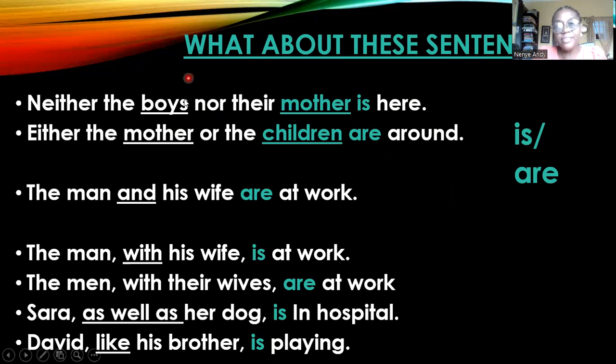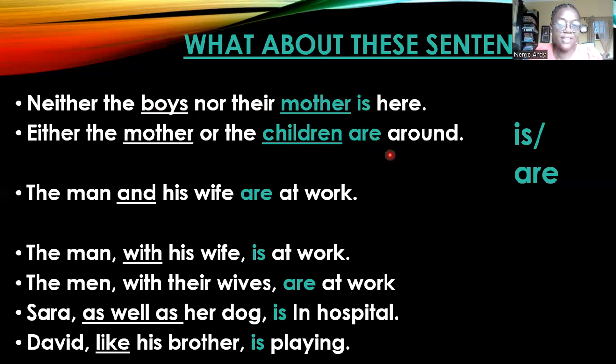We leave out the first part and use whatever the second part is, because it's the second part that is near the is or are that we want to deal with. So the second part takes the is or are. So that's why neither the boys nor their mother is here. Mother, the second part, is singular and takes is. Either the mother or the children are around. Children is the second part and it's plural, so it takes are.